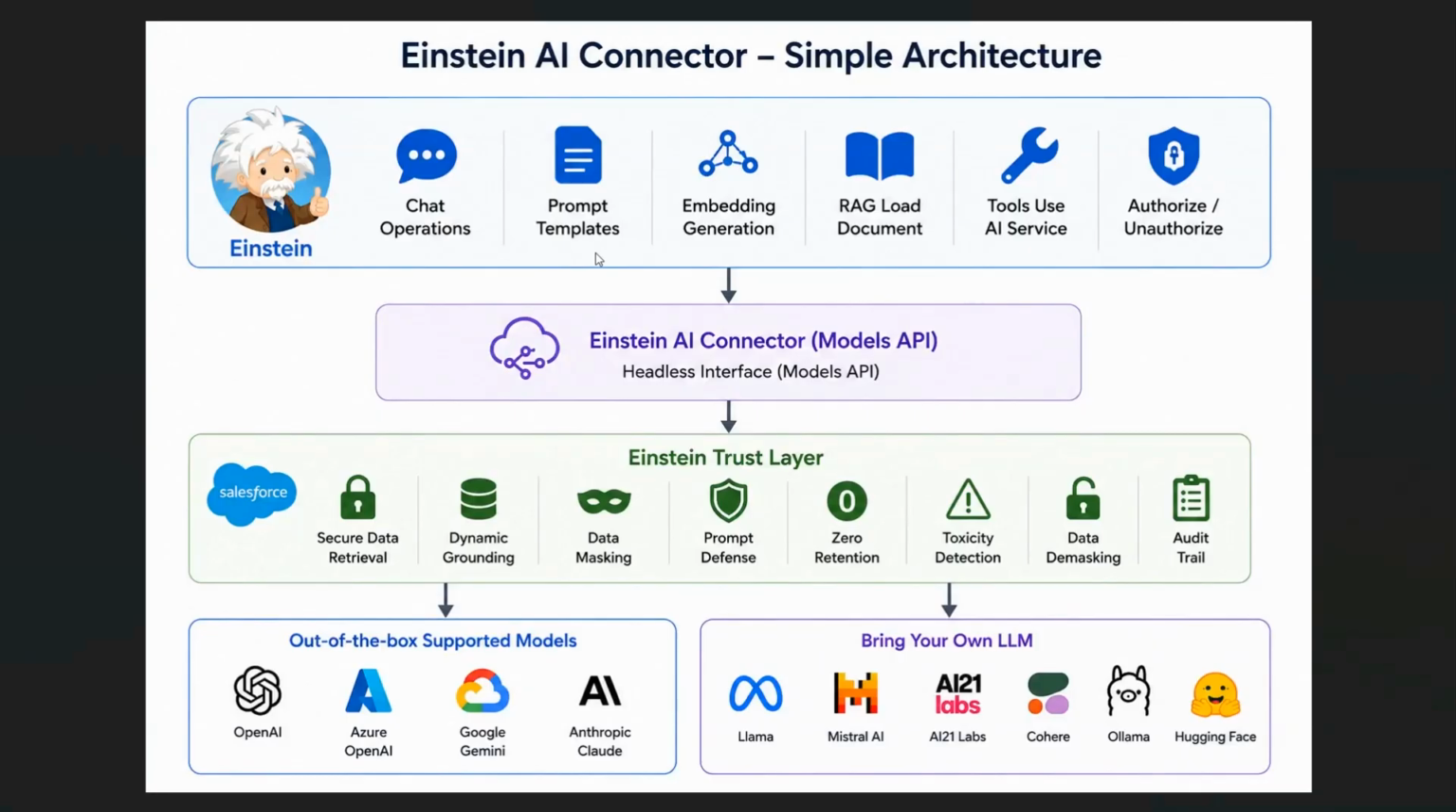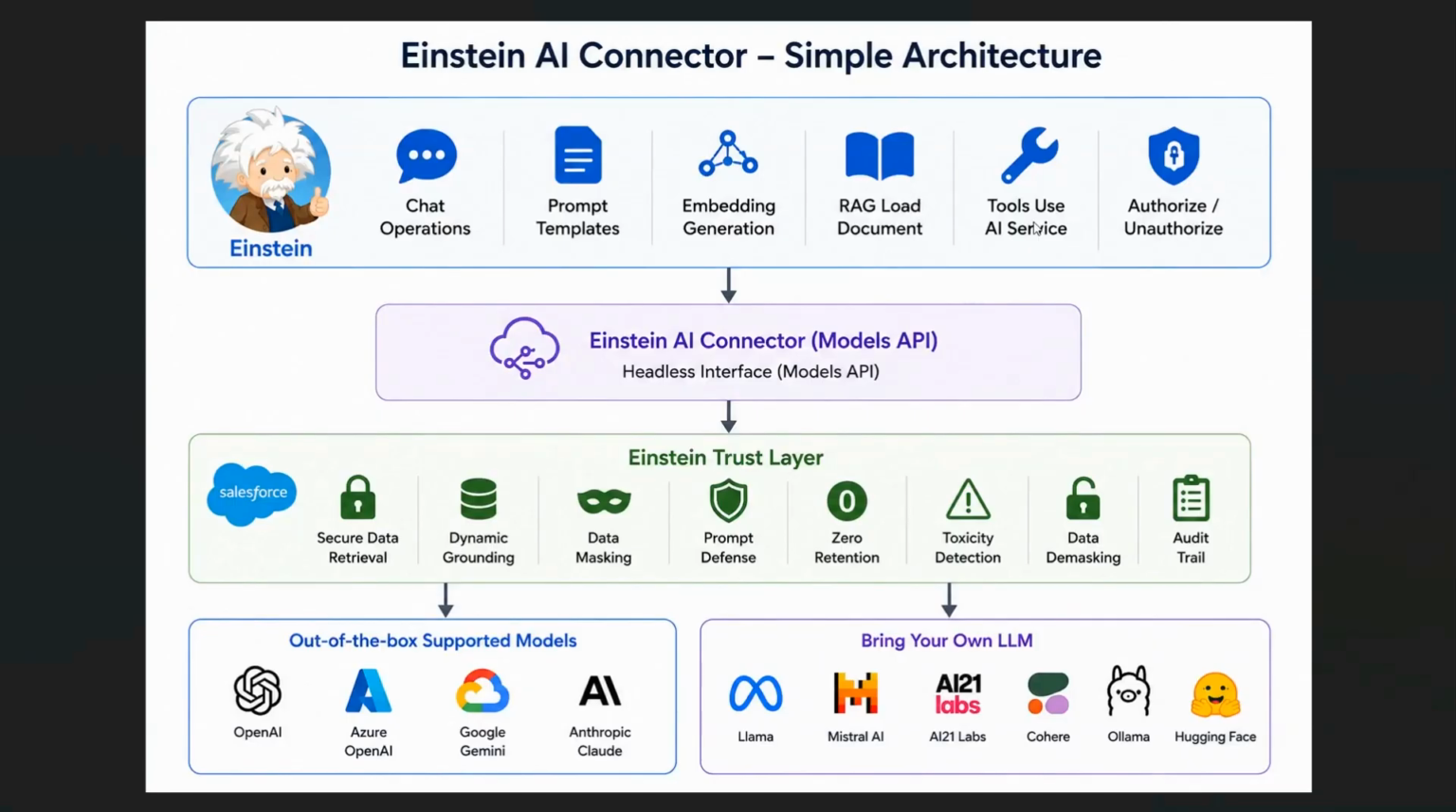Coming to prompt templates, it means we can give instructions on how our prompt should be, and it is going to perform using these prompt templates. Coming to embedding generation, we know that LLMs can understand prompts in binary format, so it will convert the text into binary format so it is easy to understand and fast. Coming to RAG load document, we provide the documents and it will extract the prompts from the document.